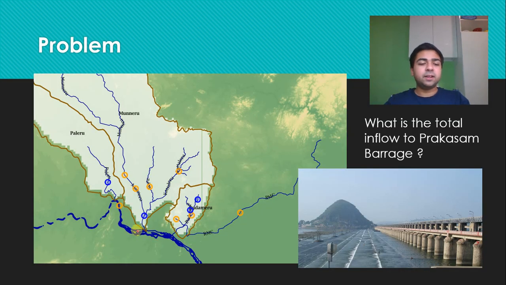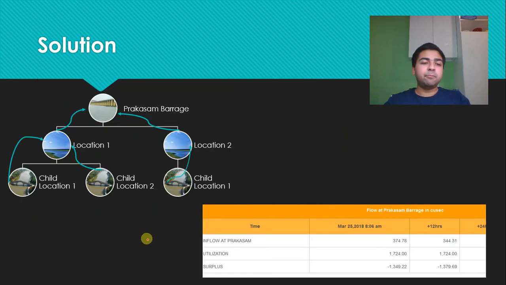This is a problem that we came across during my work at Vassar Labs. The problem is we want to calculate the inflow value at Prakasam Barrage. Prakasam Barrage is a big reservoir in the Indian state of Arunachal Pradesh. So this problem can be modeled by saying that Prakasam Barrage consists of some child locations, and these child locations have some child rivulets with some flow values.